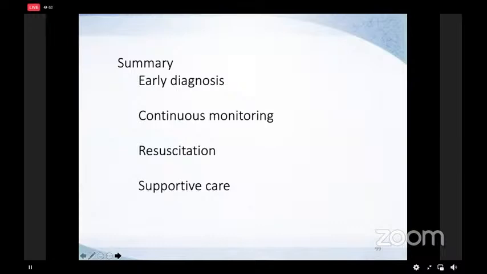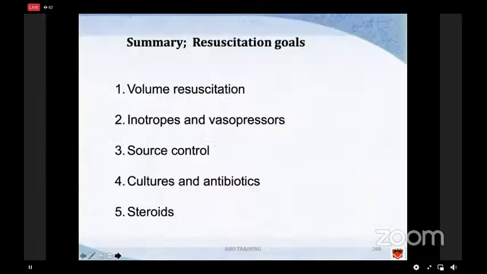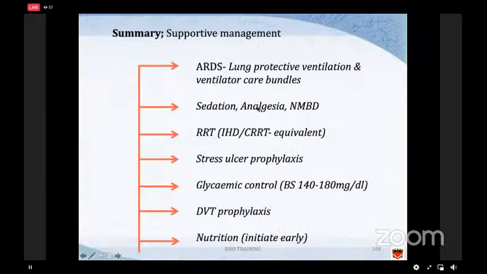Once you have a feeling this patient is not doing well, put the patient under the MuSCO and continue to monitor. And once you diagnose sepsis, early resuscitation and implementation of the resuscitation bundle as early as possible will save lives, along with supportive care. The resuscitation bundle is volume resuscitation, inotropes and vasopressors, source control, cultures and antibiotics, steroids and lactate. And think about supporting all the systems: nutrition, DVT prophylaxis, glycemic control, stress ulcer prophylaxis, renal replacement, ARDSNet protocol, and sedation.